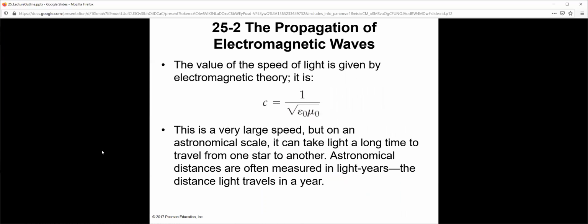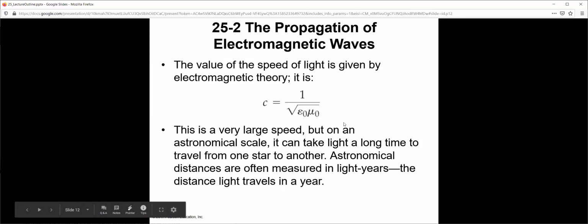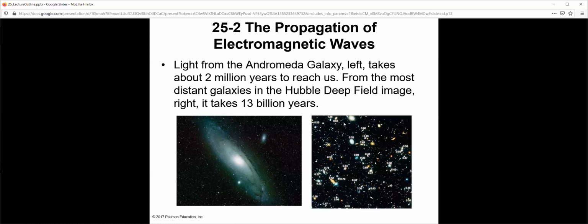And the value of the speed of light is given by this electromagnetic theory here. It comes out to 3e8 in a vacuum. But those two constants, this epsilon naught and this mu naught, are numbers we've already seen before, right? Numbers we've used for electricity. And we're going to use them again here because electricity and magnetism are all very similar components. Very large scale speed, very fun stuff. Speed of light is 3e8.